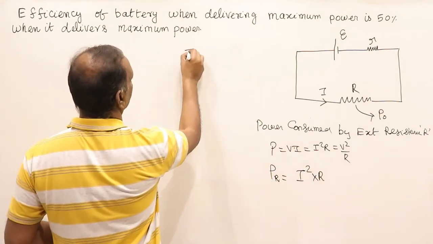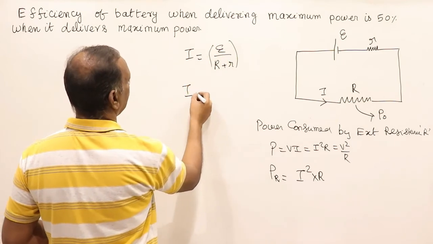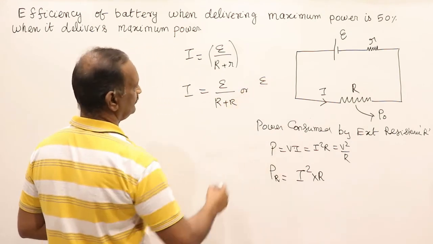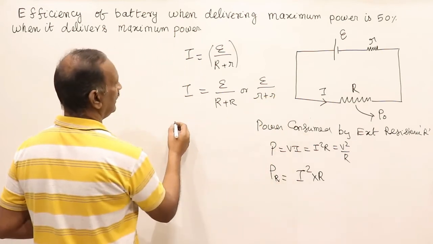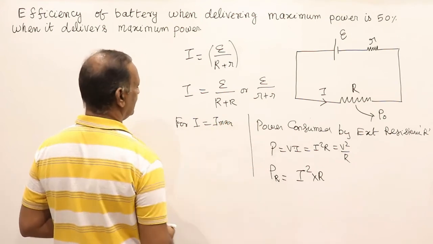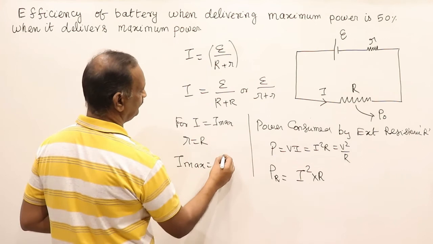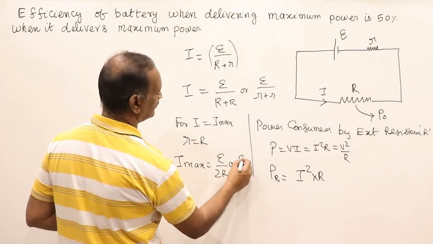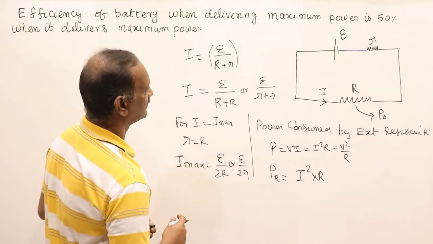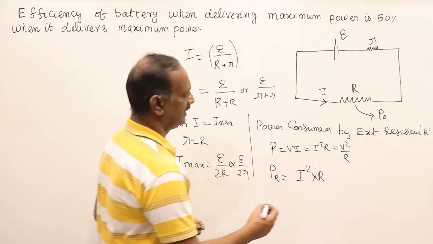What is I? I in general is equal to total battery voltage divided by total resistance, or I is equal to epsilon divided by R plus r. For R equal to r, I is equal to I maximum, so I max from this expression is epsilon by 2R. This is the maximum current. Now, I square, maximum power consumed by R. Power consumed by R is equal to, at R is equal to r.